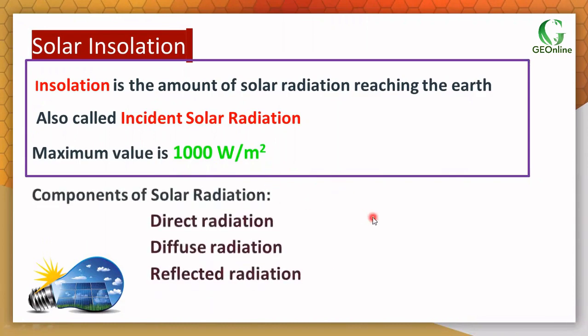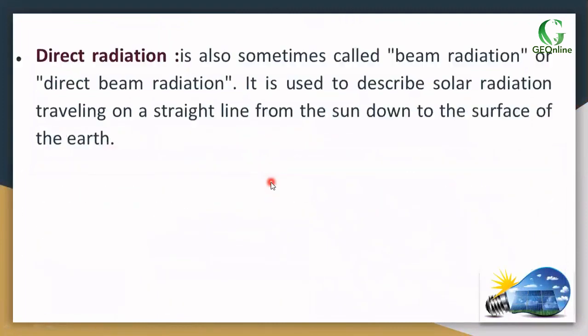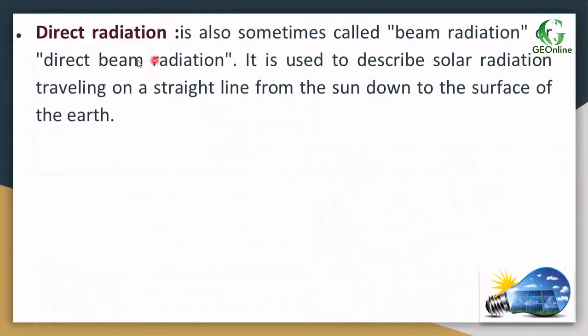Now, when we consider solar radiation, it has three components: direct radiation, diffuse radiation, and reflected radiation. First one, direct radiation. It is also called beam radiation or direct beam radiation, which is the solar radiation that reaches the Earth's surface in a straight line without any scattering or diffusion.